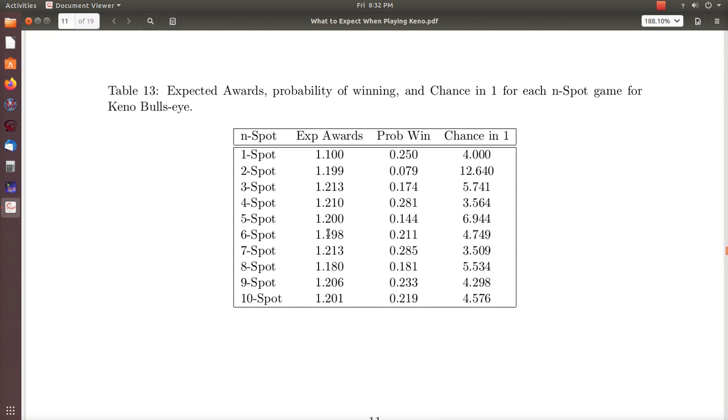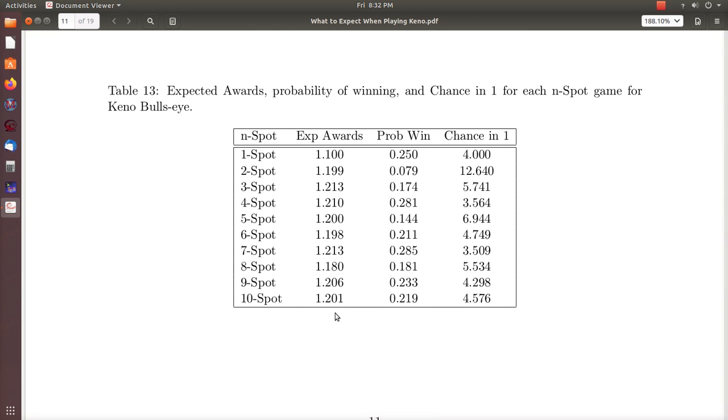All of these are roughly $1.20, except for the 1 spot game, it's $1.10. But $1.20, so you spend $2, and on average you win $1.20. So that means for every dollar you bet, you win 60 cents. And the thing that's intrigued me, and the people behind Keno Lottery are pretty smart about the way they do this, it actually doesn't matter which game you choose so far.